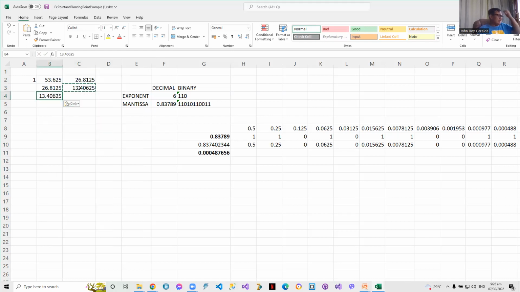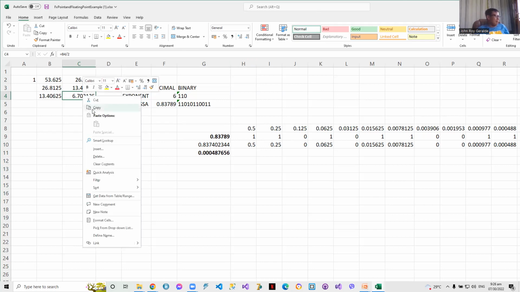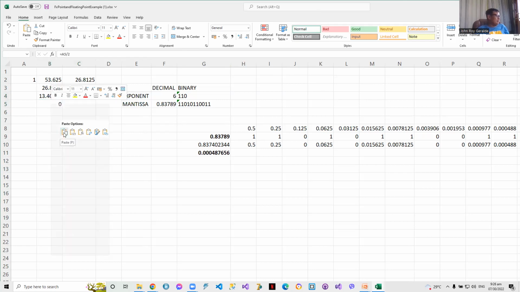Why did we do that? Because the result is a 13. It's not a 0. So we'll copy this and then paste the formula here. So it's still a 6. Shall we continue or not? Anyone? We repeat the division. That's right. Wong is correct. We repeat the division until the integer part becomes a 0. So we copy this, paste values, and then here we paste the formula.